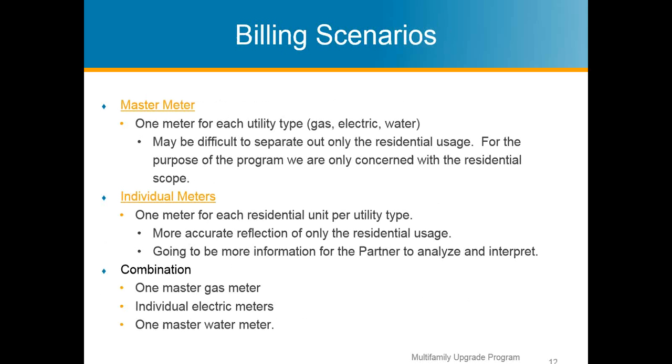So then we have a couple of different ways that properties are going to be billed. So you may have a master meter, which is 1 meter for each utility type, gas, electric, and water. And so that means just 1 gas meter, 1 electric meter, 1 water meter that's on the site, and it's calculating how much usage you have for each of those end uses.